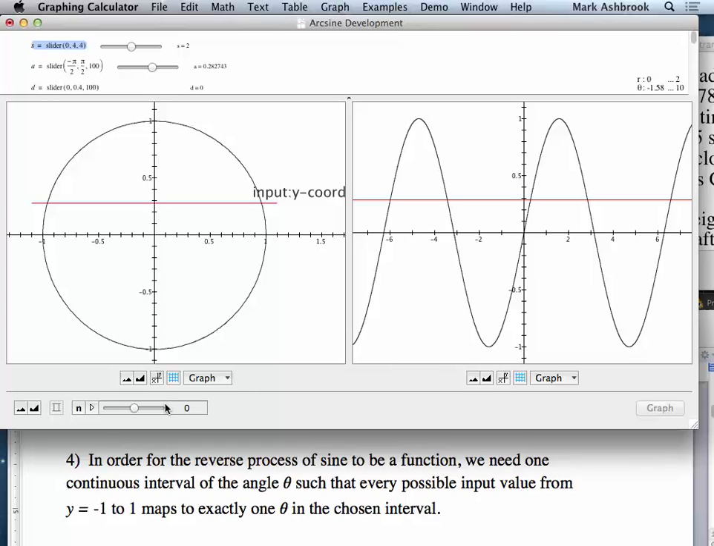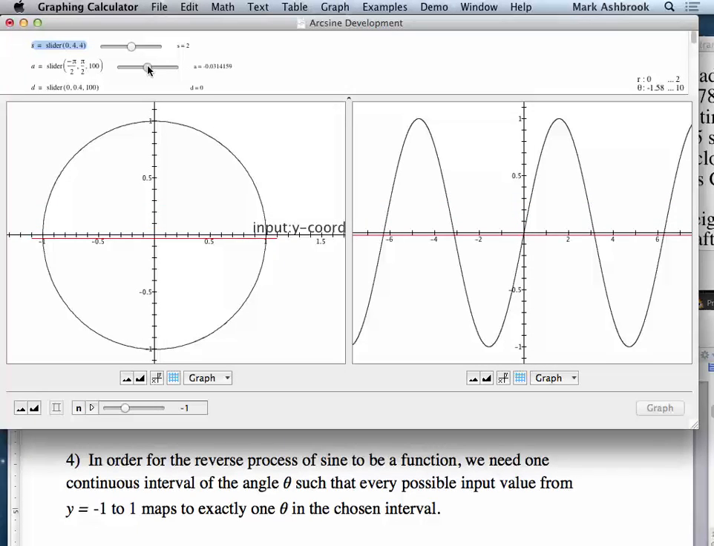Let's consider an input of 0. So if we made the input 0, like that, what would you say the output should be? What angle? For an input of 0 vertical distance, what would you say would be the natural choice for the angle? 0 would be the natural choice instead of pi, right? So in that case, what range of angles do we want?